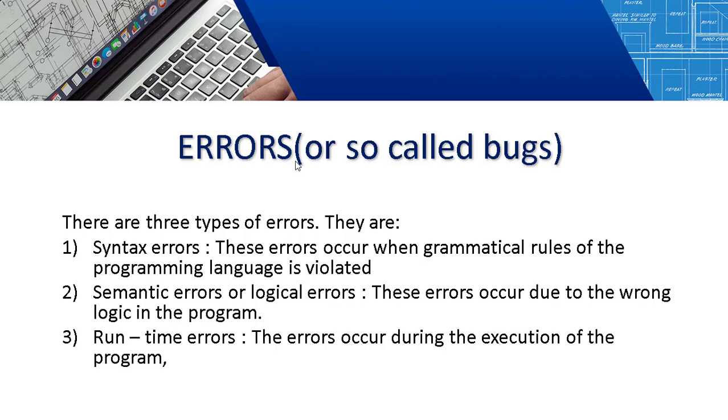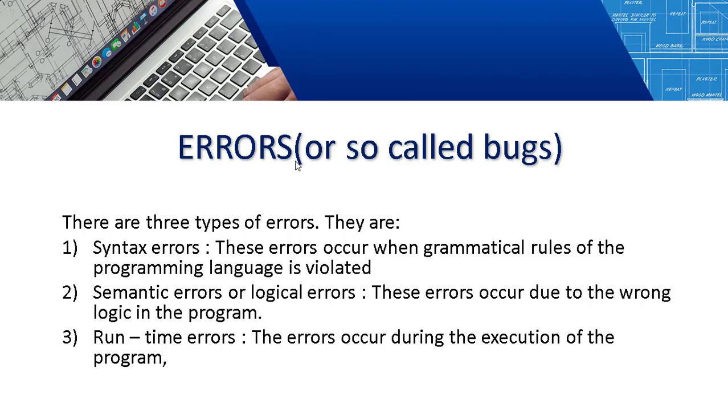Then we have semantic errors or logical errors. When you are writing the program, you are using a wrong logic in the program. You are not writing a correct logic. It will not work when you use this logic, and we are not getting the output correctly. Then it is called a semantic error or a logical error.